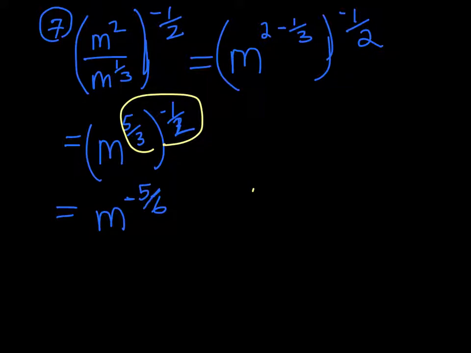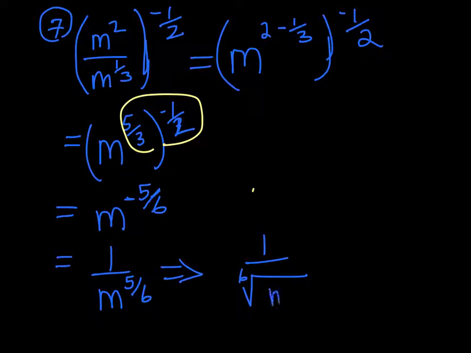Now that's not a choice, so I'm going to go one step further and do power over root. Also remember, I have a negative exponent, so I can make that exponent positive by bringing m to the negative 5/6 down to the bottom. And that will become m to the positive 5/6. That's still not there. Now I'm going to do power over root. So the root will be 6, and the power will be 5. And that is there. That is choice 2.